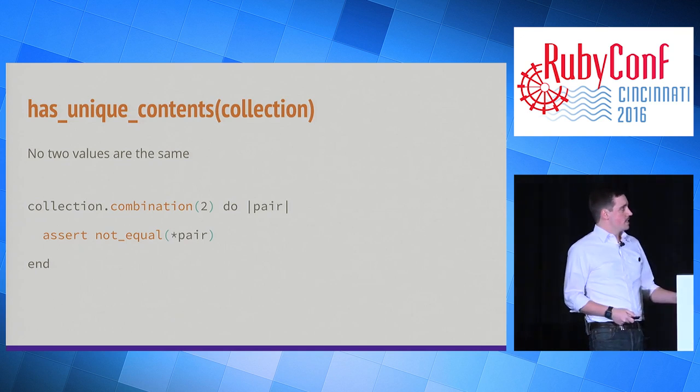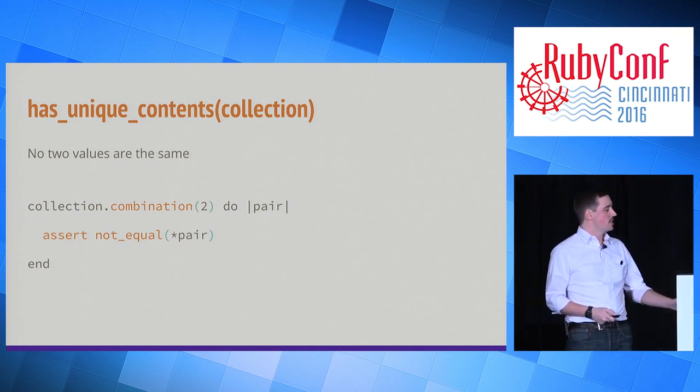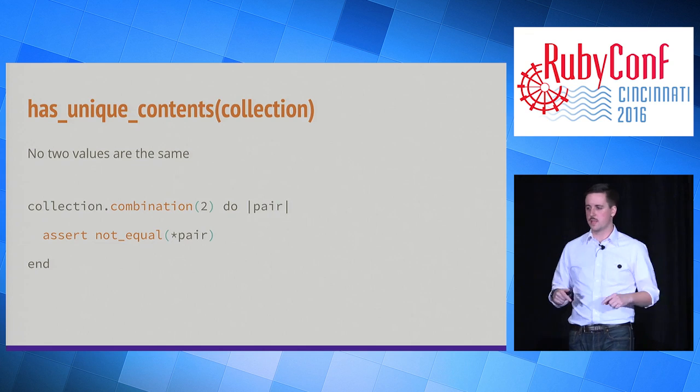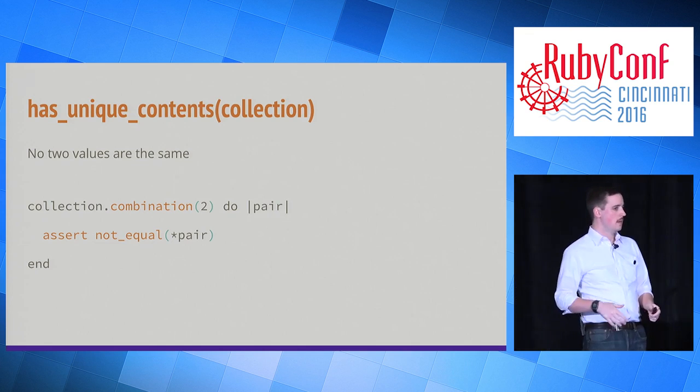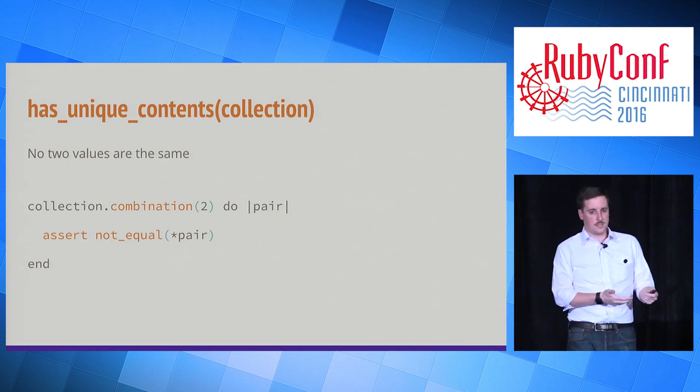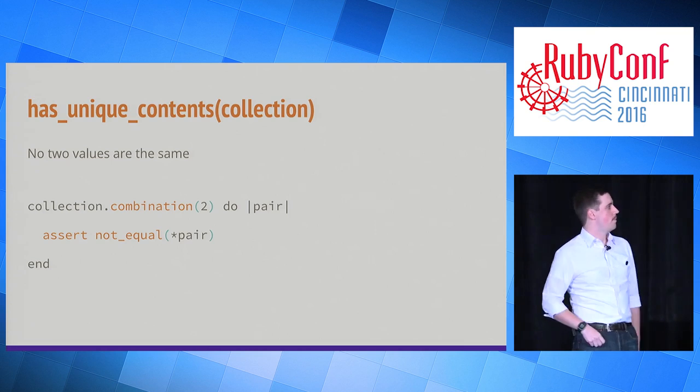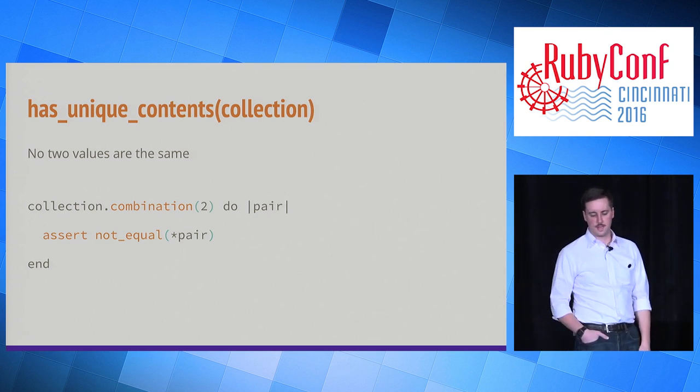Here's has unique contents. If we pass a collection to has unique contents, we're trying to say, hey, no two values within this are the same. And so what we can do is just boil that down to no two values are the same. No pair can be equal. And we make that assertion, and that gets that set. Just boil it down to this underlying logical operator.